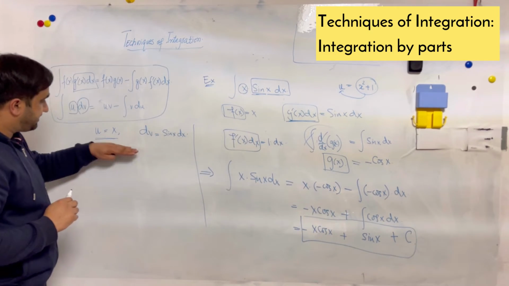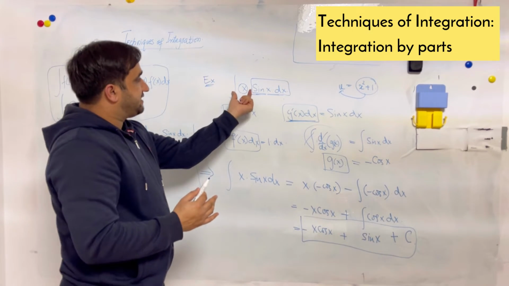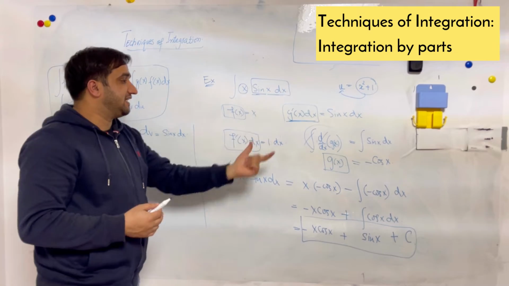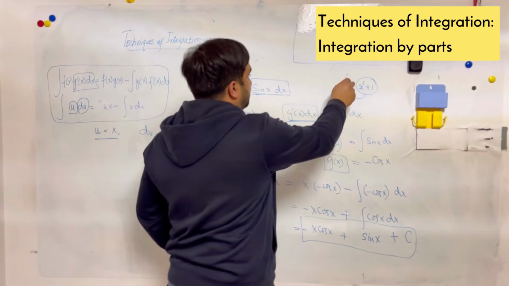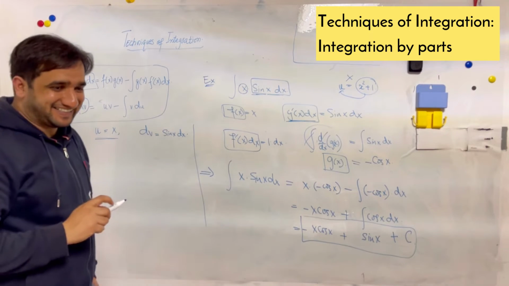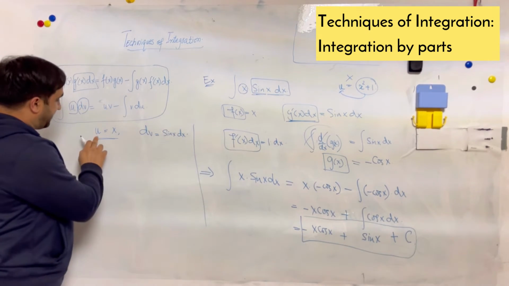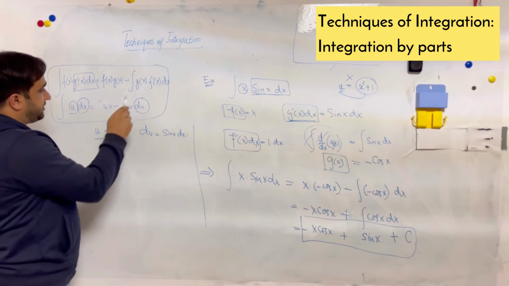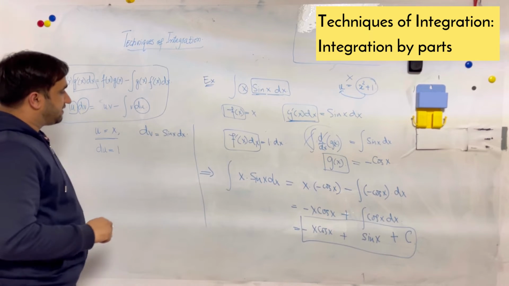This assumption is just for the clarification of which part is first one and which part is second one, just to make it clear. This is not the substitution. Understand? Don't confuse yourself with the substitution. Now I have u. In the formula I need du. So from here I can get du, which is 1.